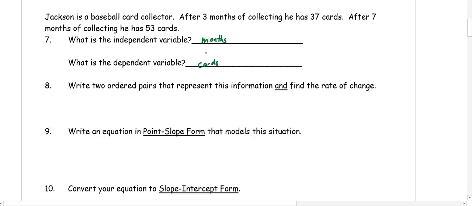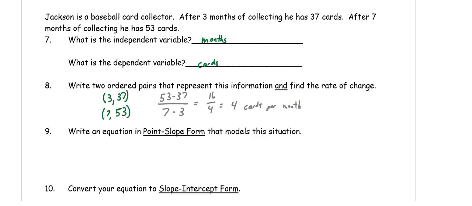Write 2 ordered pairs that represent this information. Find the rate of change. So we have one ordered pair of 3 months is 37 cards, and 7 months is 53 cards. So we're going to find our slope, 53 minus 37 over 7 minus 3. So when I subtract, I have 53 minus 37, so I get 16. 7 minus 3 is 4, which reduces to 4 cards per month.